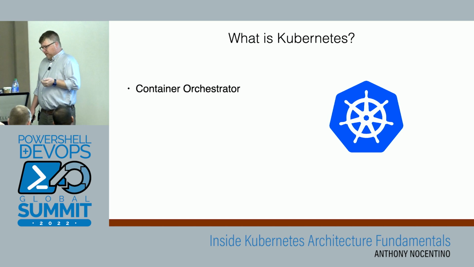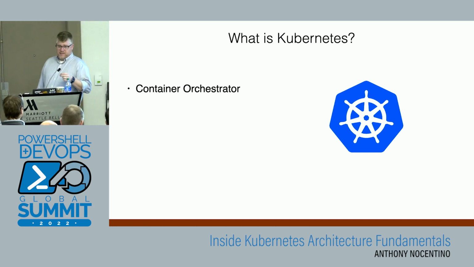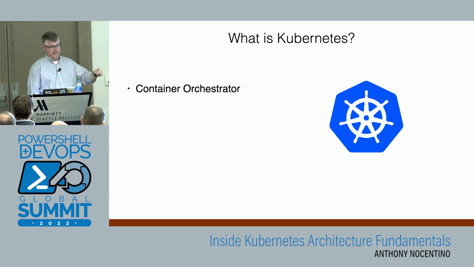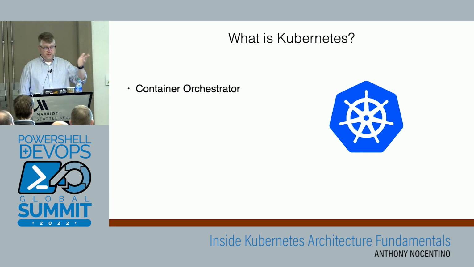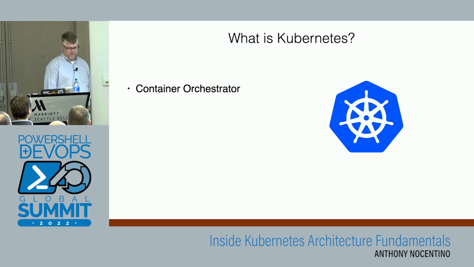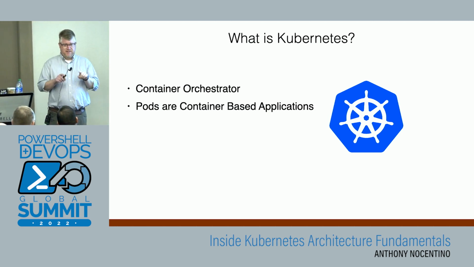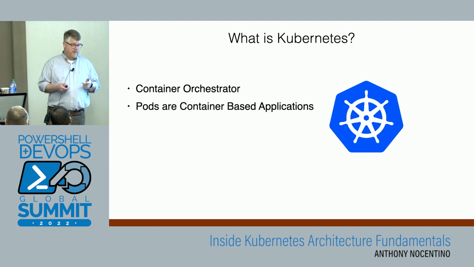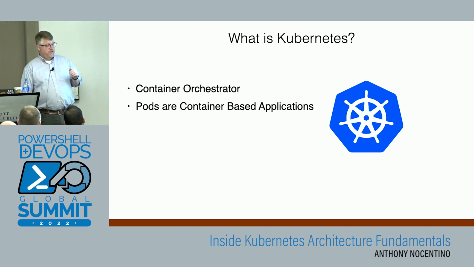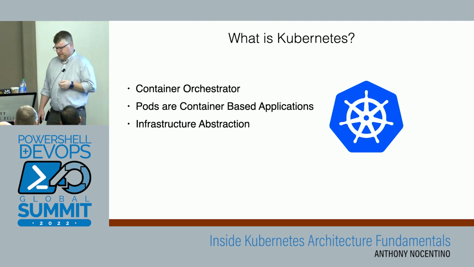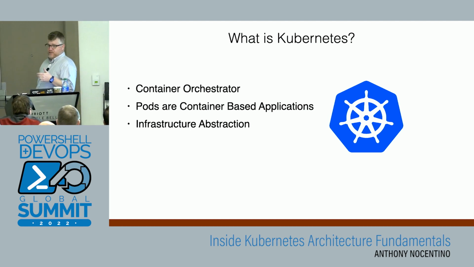I jokingly like to say that Kubernetes has one job: it starts containers on nodes in a cluster. What I mean by that is it literally will start a container on some sort of compute resource, whether it's in the cloud, on-prem, whatever. A pod is your container-based application. It's a wrapper around the container or containers that you want to deploy in your app, and we'll get into all the gory details about what that means. One of the cool things about Kubernetes is it provides an infrastructure abstraction.